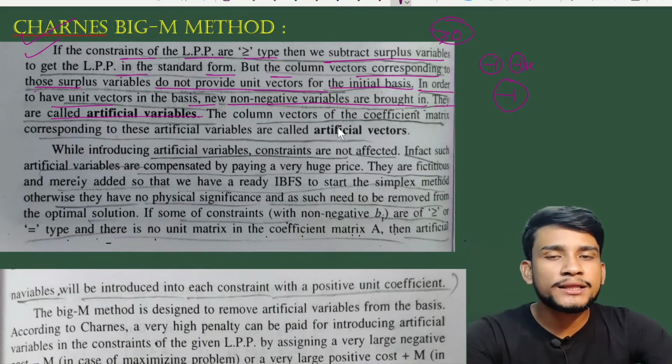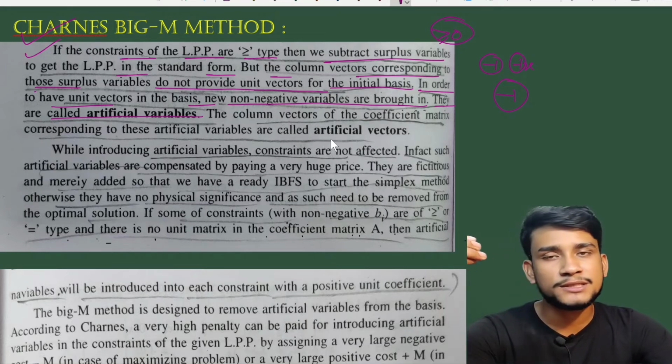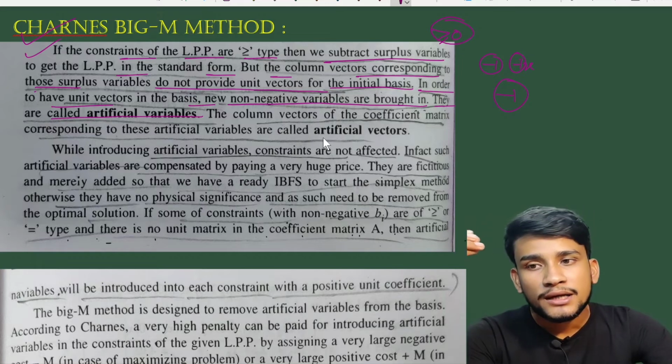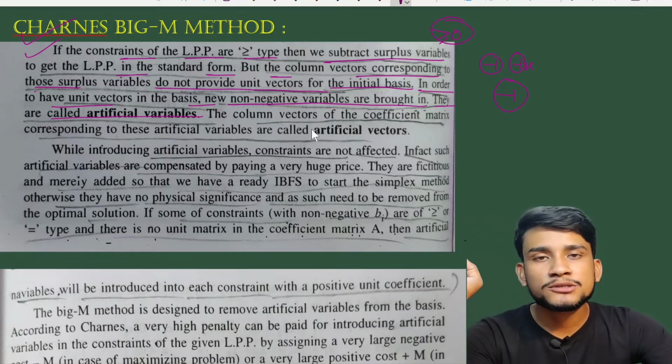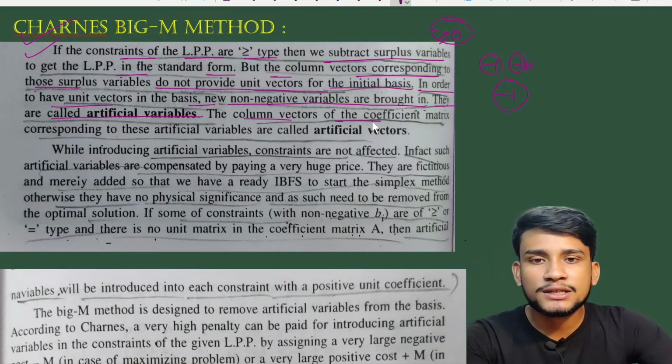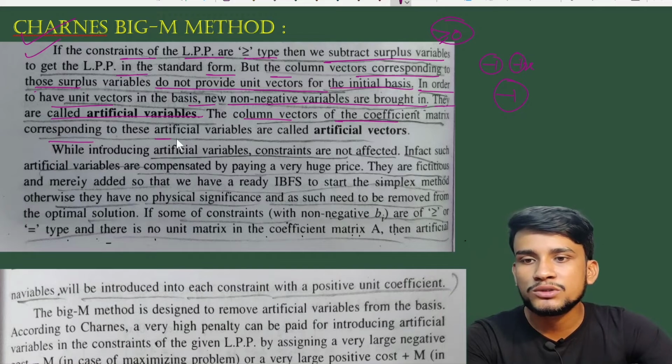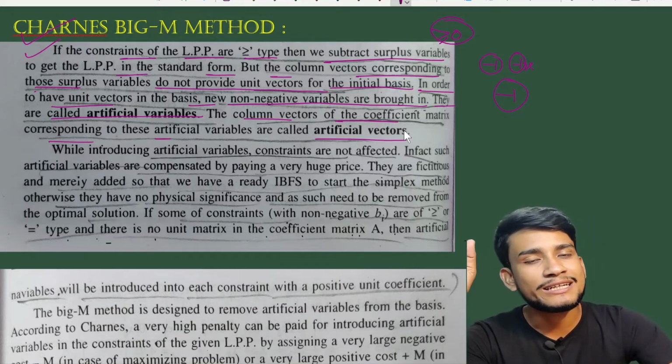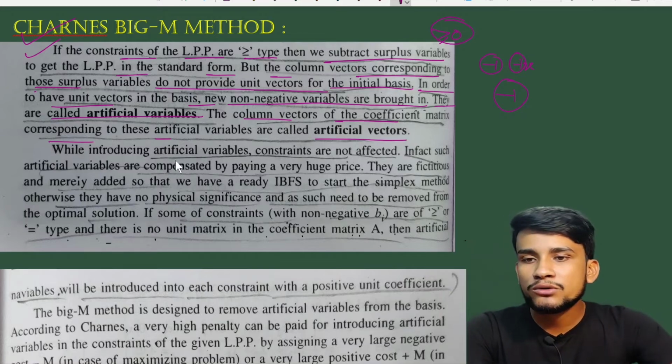So when the case of surplus variables comes, there must come the case of artificial variables, because the surplus variables can't form the basis. The column vectors of the coefficient matrix corresponding to these artificial variables are called the artificial vectors. While introducing artificial variables, constraints are not affected.